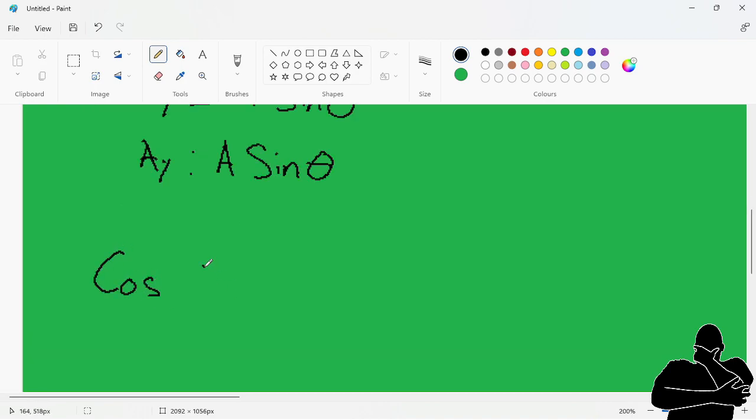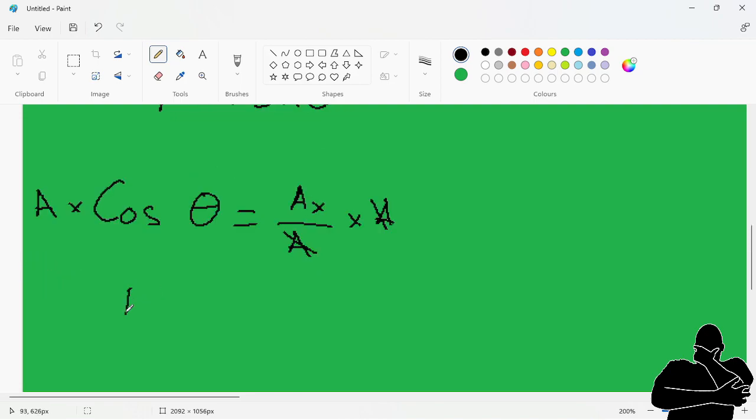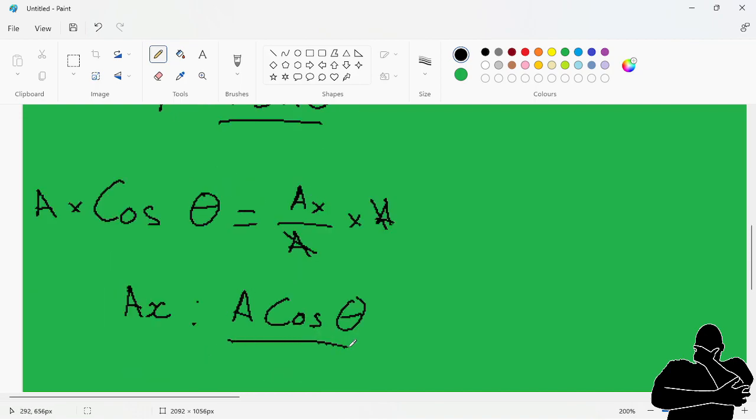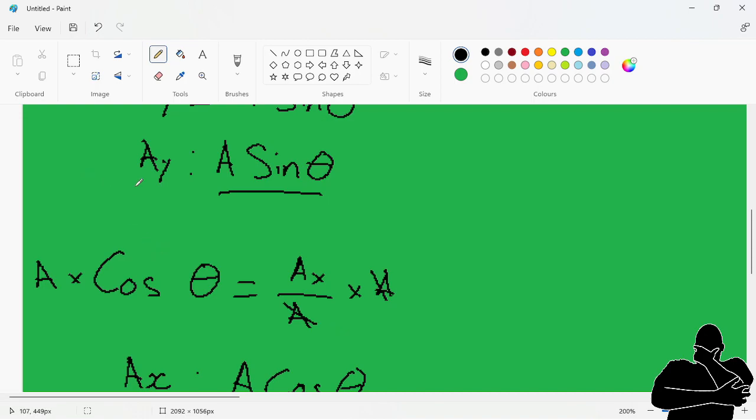Cosine. So cos theta is equivalent to the adjacent, which is AX, divided by the hypotenuse, which is A. Again, we multiply both sides by A, and we are left with the expression AX is A cos theta. So these two things here are the two expressions for AY and AX.